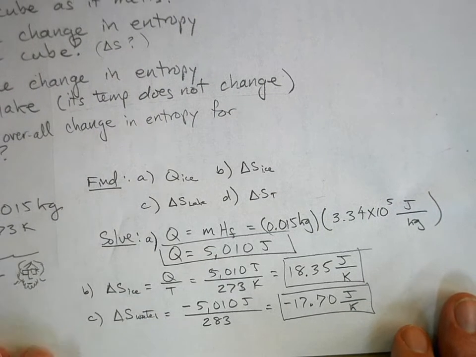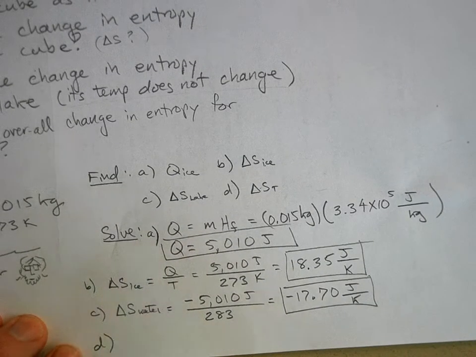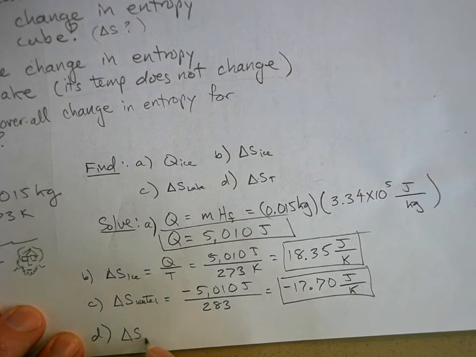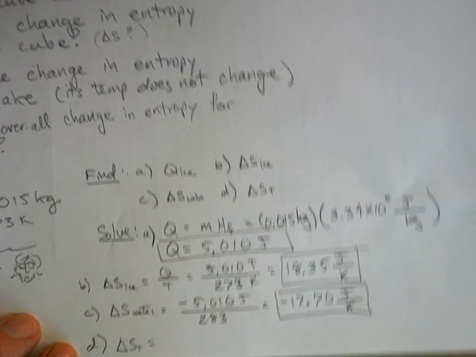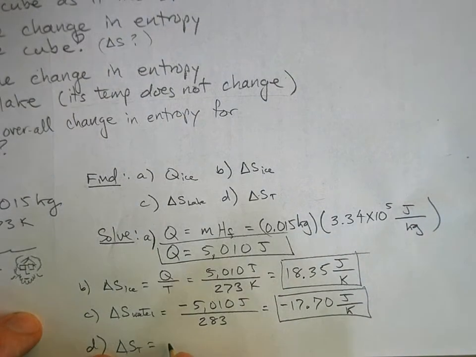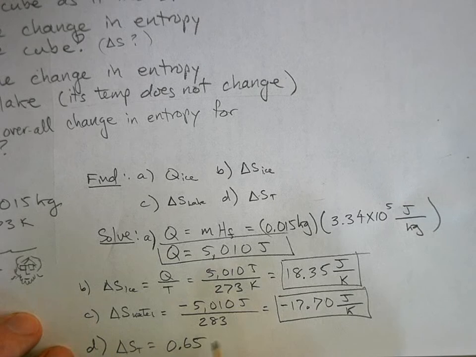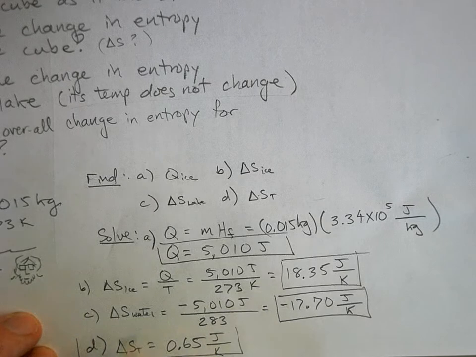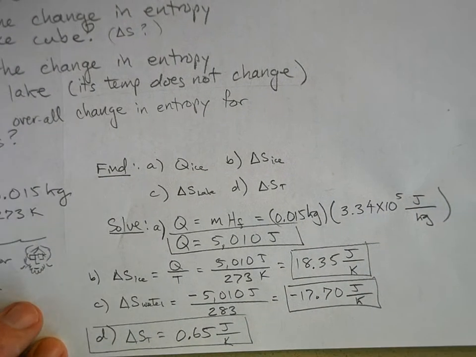So what's our total change in entropy? We just add these together. So 18.35 minus 17.7 equals, you have 0.65? Joules per Kelvin. So the entropy of the universe increased by that much.